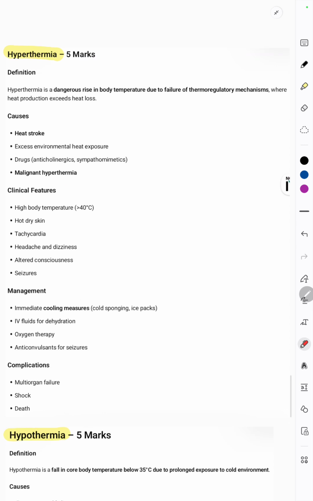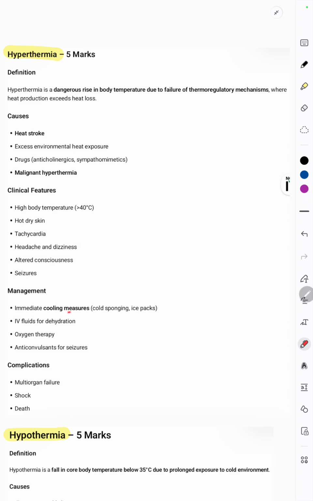The clinical features here: the body temperature is high, more than 40 degrees Celsius, hot dry skin, tachycardia is seen, tachypnea up to 60 per minute, and headache, altered consciousness, and seizures. Over here, there is going to be metabolic acidosis and respiratory alkalosis. Similarly, it is characterized by hyperkalemia and hypocalcemia.